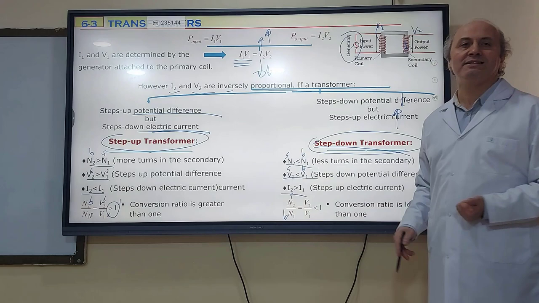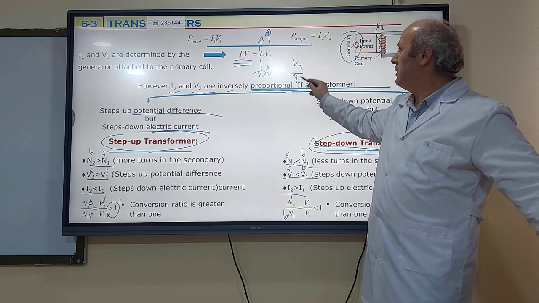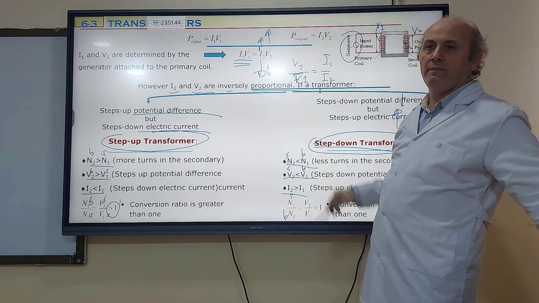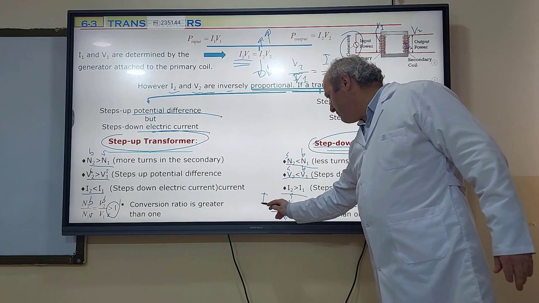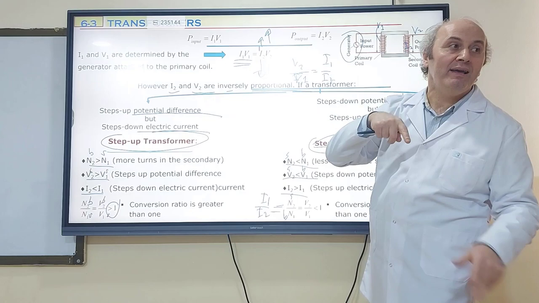Can we write the conversion ratio also in terms of electric current? Yes, we can. V2 over V1, because I and V are inversely proportional, is equal to I1 over I2. So the conversion ratio, V2 over V1, equals N2 over N1, and equals I1 divided by I2, because electric current and potential difference are inversely proportional.